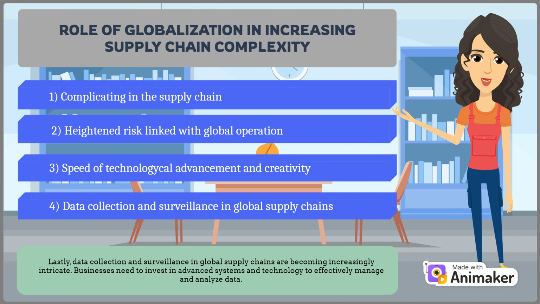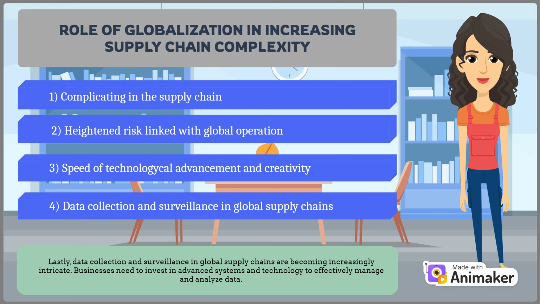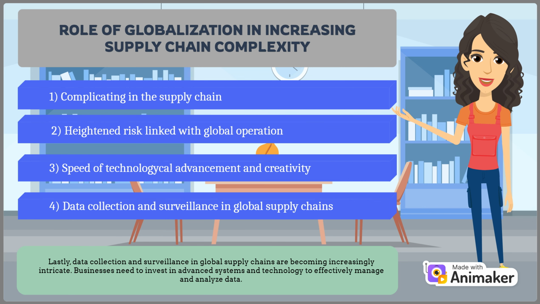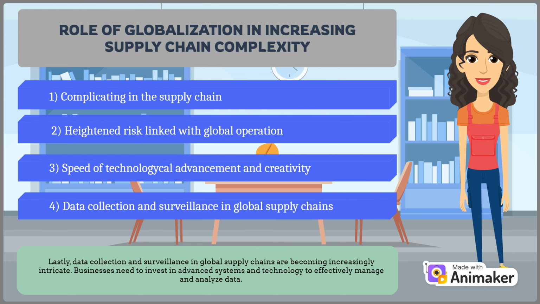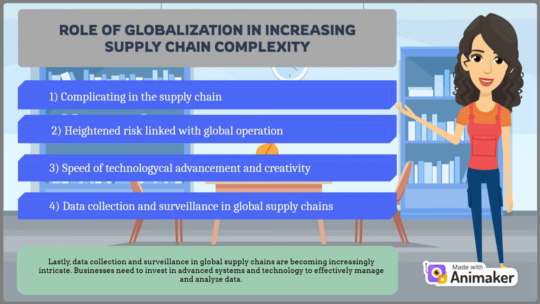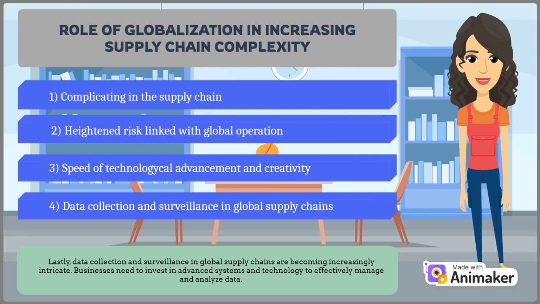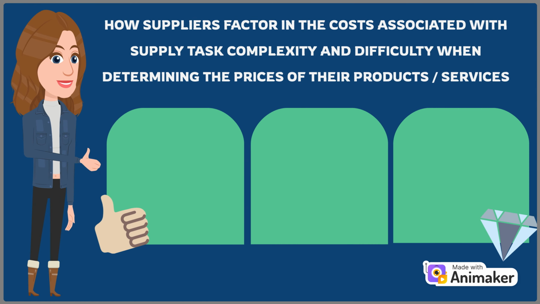Lastly, data collection and surveillance in global supply chains are becoming increasingly intricate. Businesses need to invest in advanced systems and technology to effectively manage and analyze data. How do suppliers factor in the costs associated with supply task complexity and difficulty when determining the prices of their products and services?